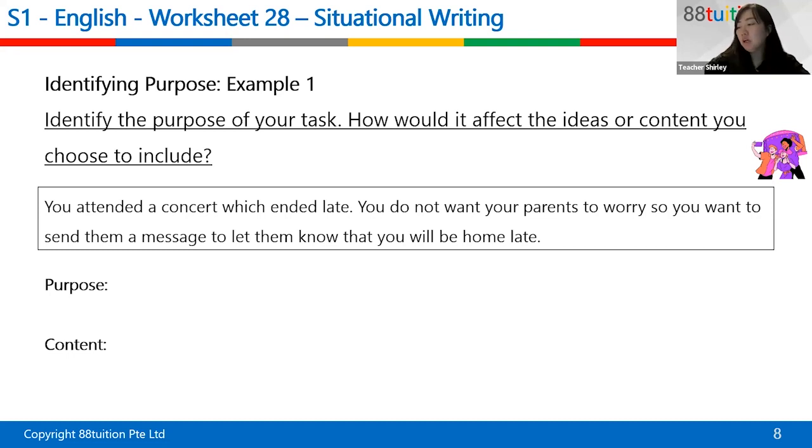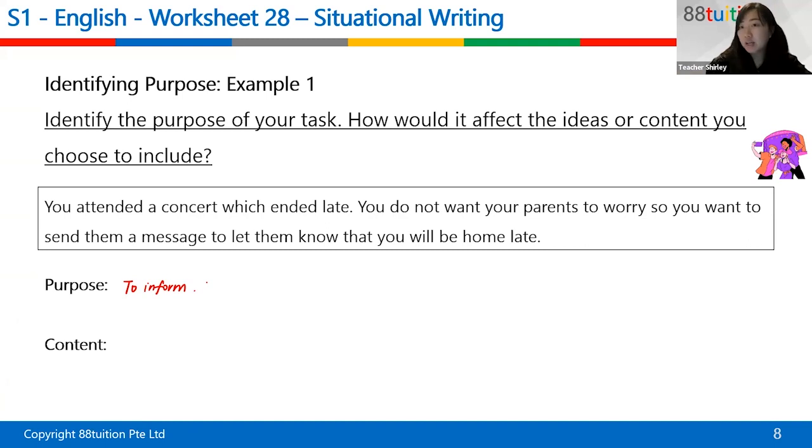Okay, anyway. You attended a concert which ended late. You do not want your parents to worry. So you want to send them a message to let them know that you'll be home late. Okay. So what is the purpose of your writing? To inform my parents why I'm going home late. Okay. Let me see. Let me write it down. Okay. Is to inform.